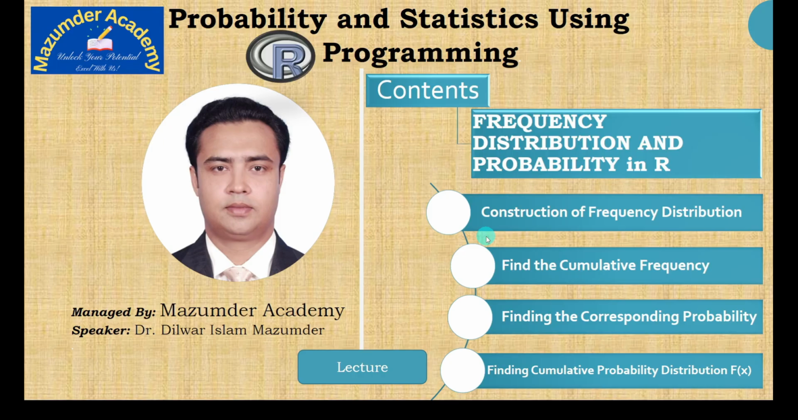But in the next lecture I will show you other forms of probabilities and distributions, like the binomial distribution, Poisson distribution, then normal distribution. All these things we can do. I will demonstrate it in my subsequent lectures. So let us start the demonstration.